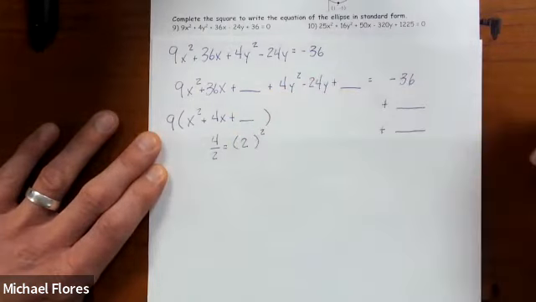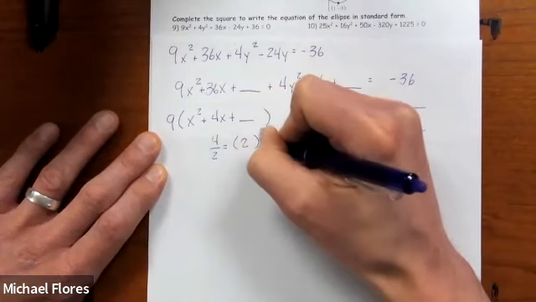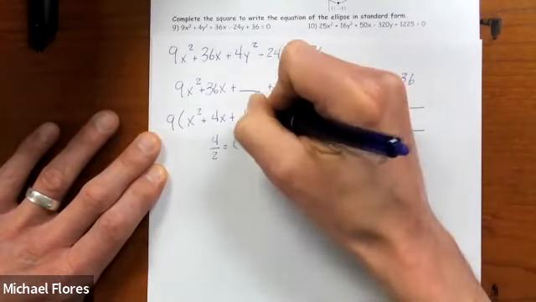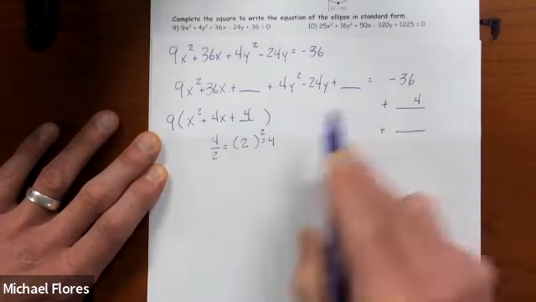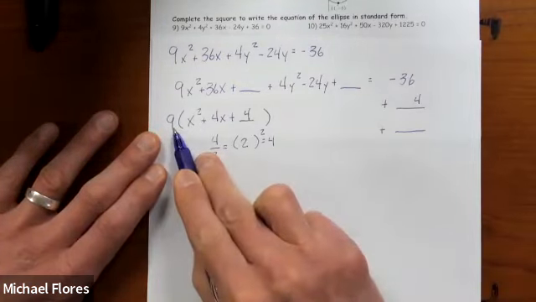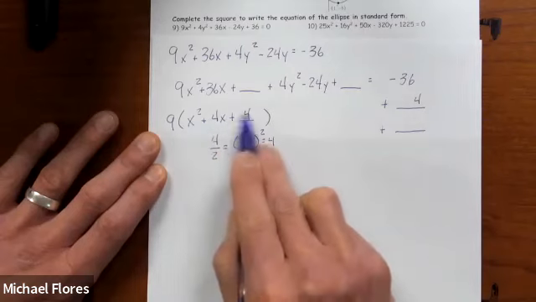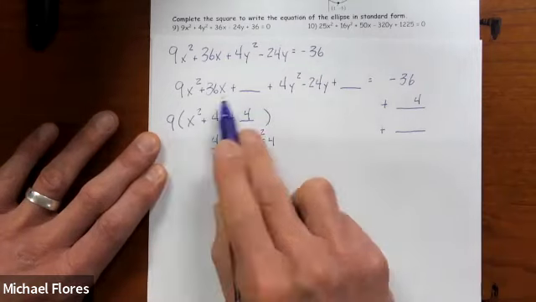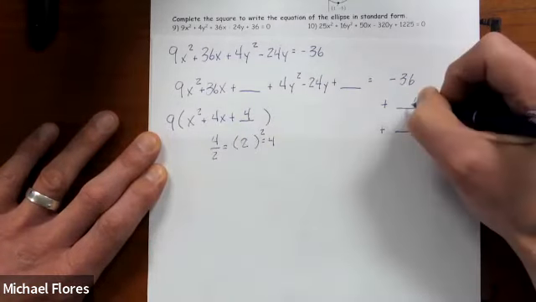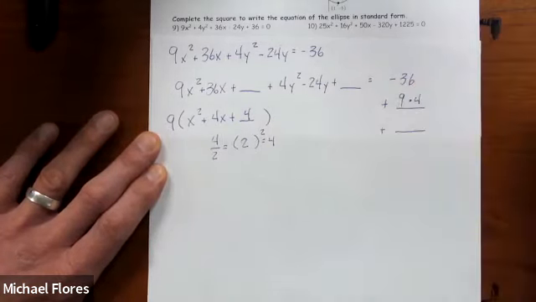And then we're going to square it, and we put that result here and here. But wait, you see how we factored out the 9? If we were to distribute that 9, we'd have to distribute it to the 4 there. So we're really doing 9 times 4 here, meaning we have to do 9 times 4 there also.